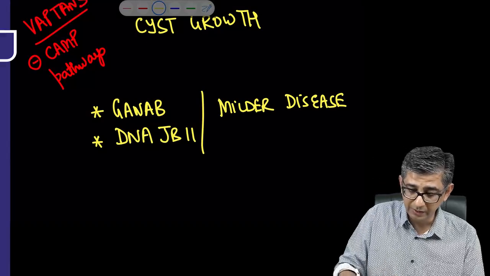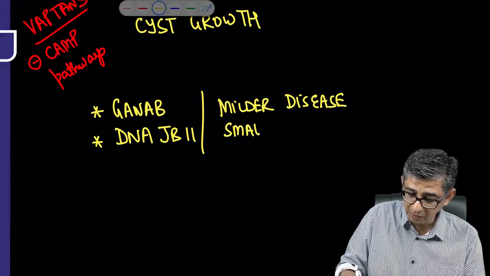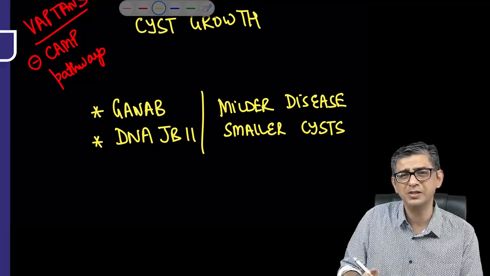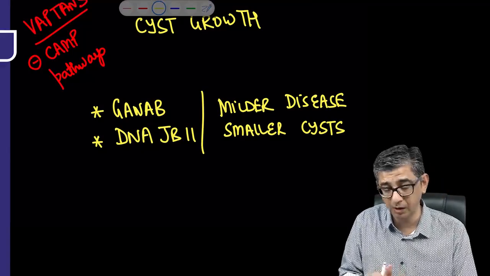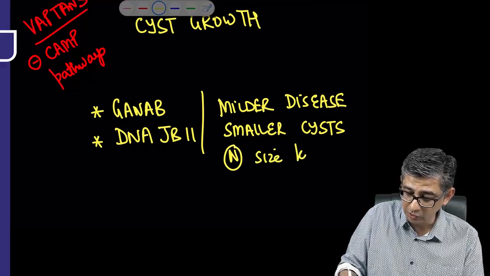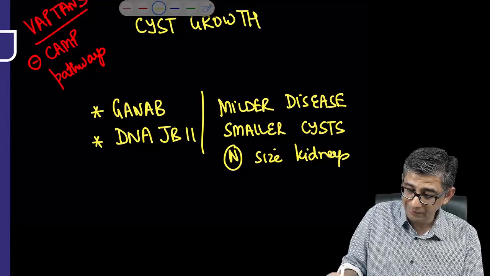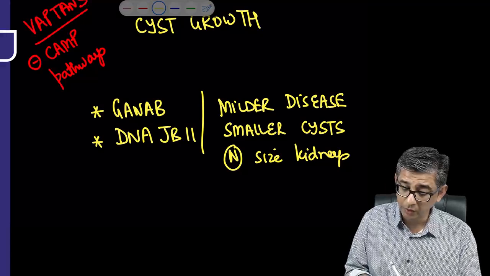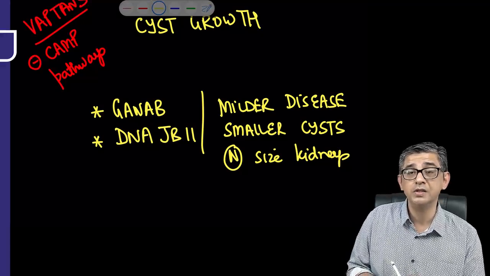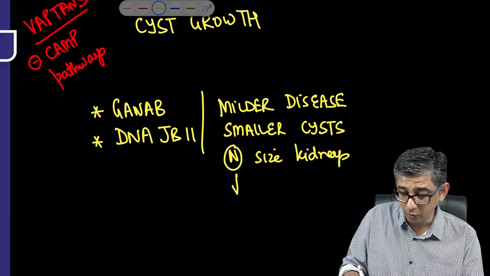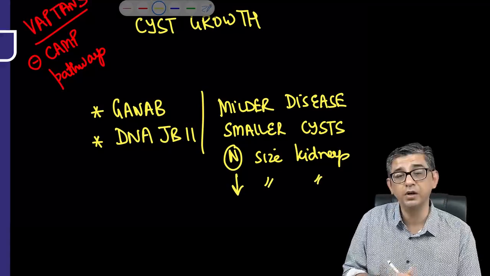In fact, he says that the cysts that develop with this defective gene would be relatively smaller, and you could be having normal size kidneys. You see, when I started this topic, I taught you that the size of the kidneys could be 4x the length, 20 times the increase in weight. And look at the shocking thing that he's saying now. He says the size of the kidneys could be normal. In fact, in some cases, there can also be reduction in the size of the kidneys.